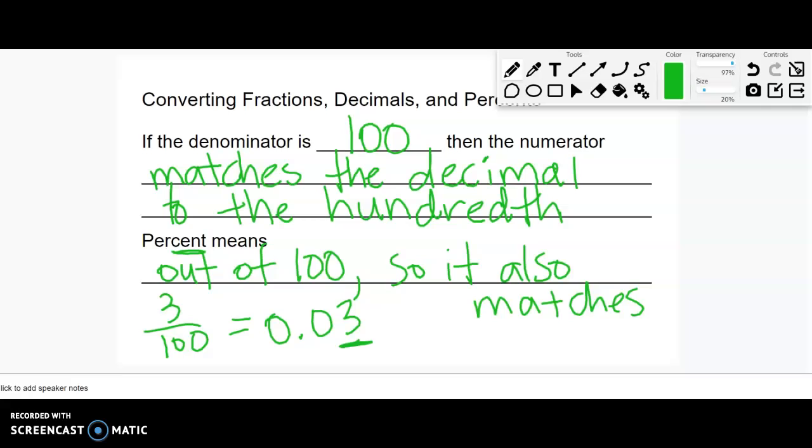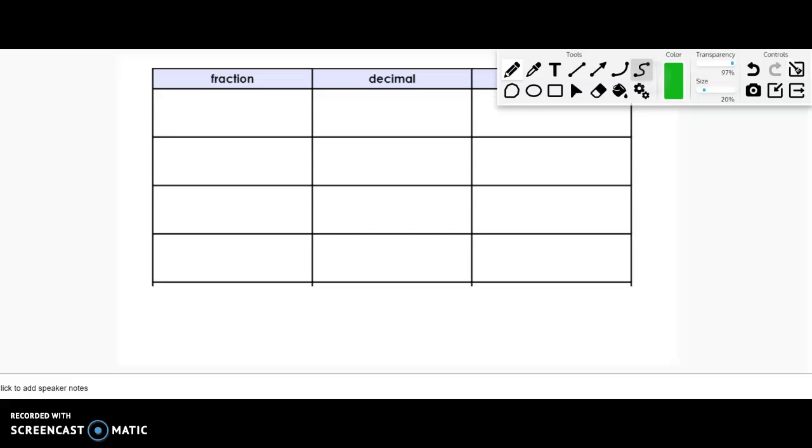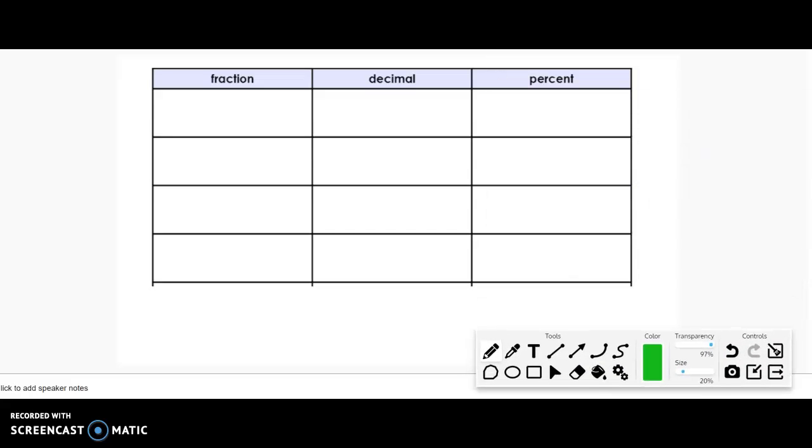All right, let's do some examples. Move this. All right, so say our fraction is 16 hundredths. Well, it has a denominator of 100, so I know the decimal is just going to be to the hundredths place, 16 hundredths, and the percent is going to be 16%. Because again, the percent is always going to be the numerator if the denominator is 100, because it's per 100. 16 parts out of 100, 16%.